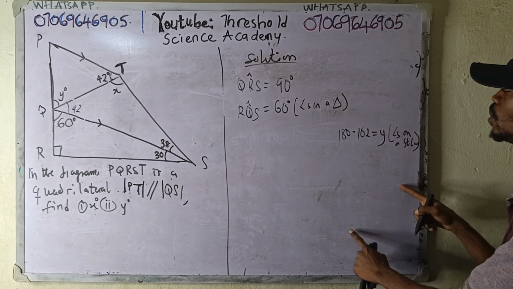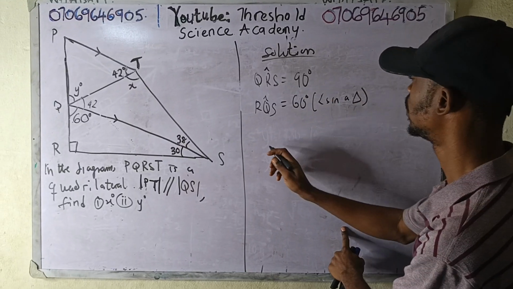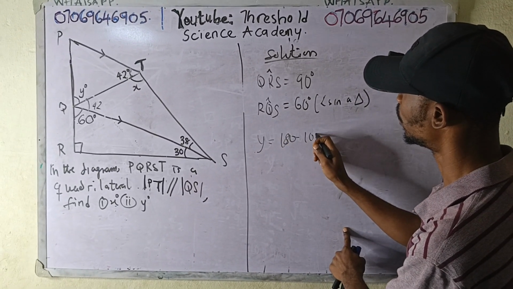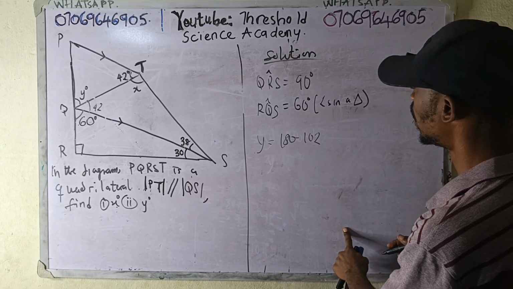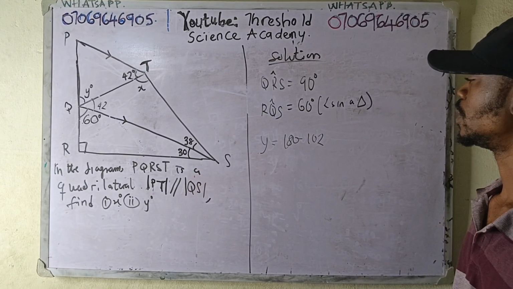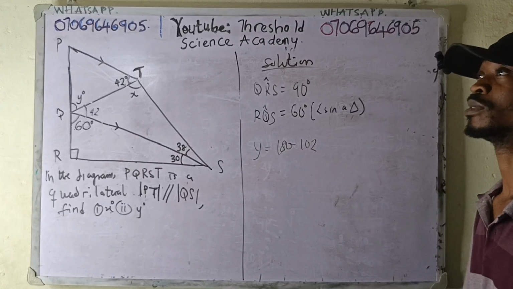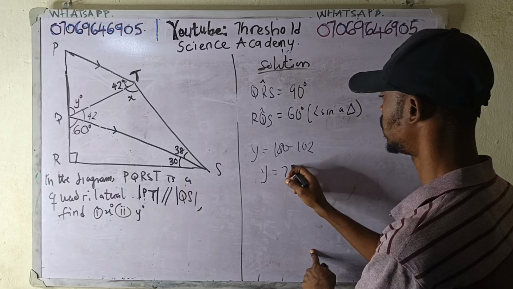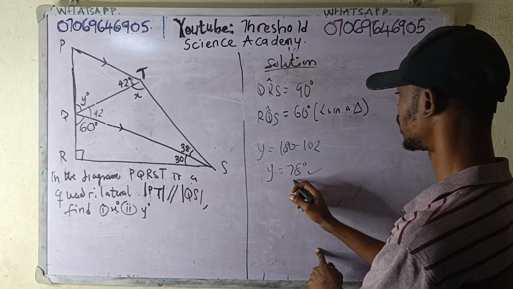You understand? So we know that our Y, let me put it here. So Y is going to be equal to what? 180 minus 102. If you remove 100 from 180, that is going to give us 80. Remove 2 from that 80, that's going to give us 78. So Y is going to be equal to 78 degrees. So we've gotten our Y.